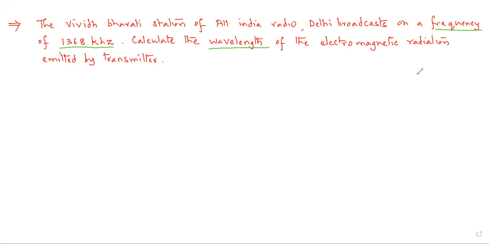Write the data first. They have simply given the frequency, 1368 kilohertz. We know that the units of frequency are hertz or cycle per second. But when they say kilo, it is multiplied by 10 power 3. So 1368 into 10 power 3 hertz is the frequency, and let us calculate the corresponding wavelength. This is the first step: check the data first. After that, check whether you know any relation between these two or not.